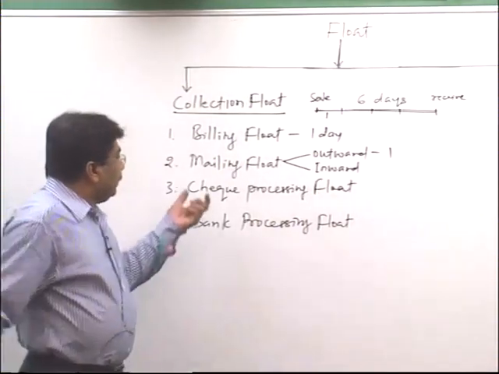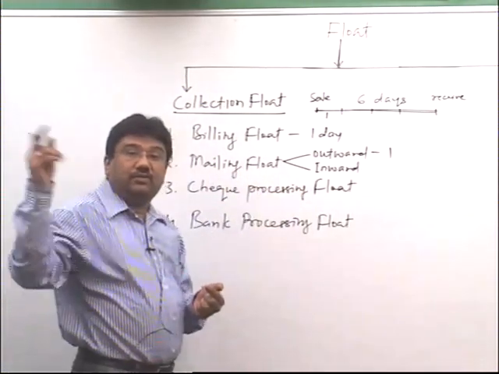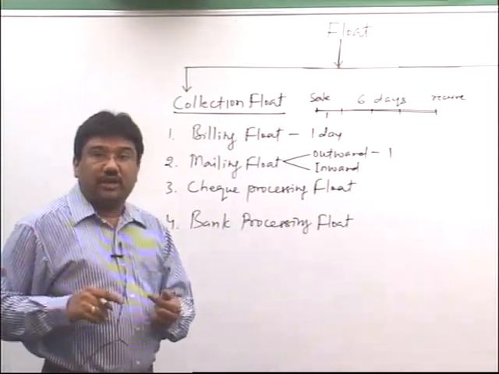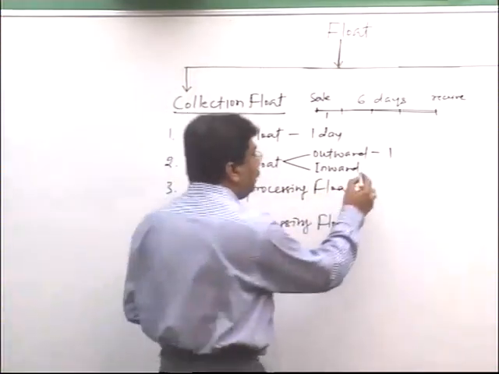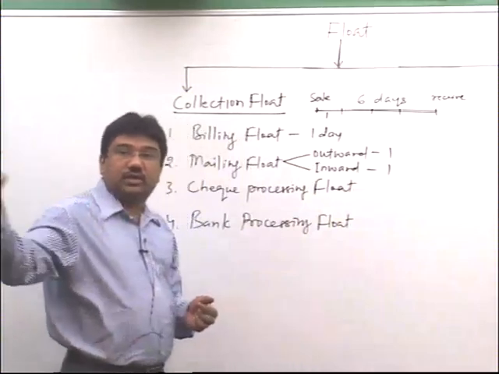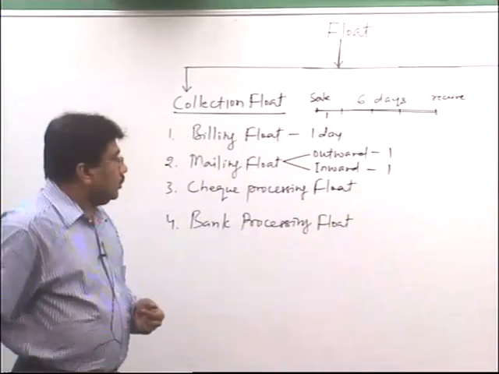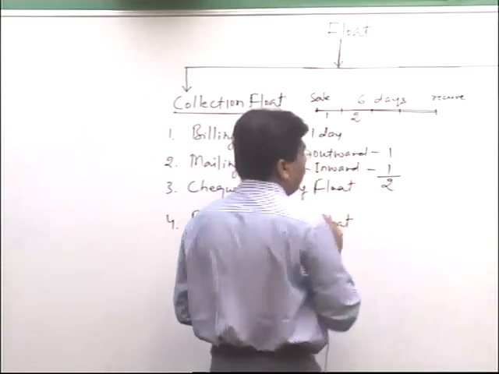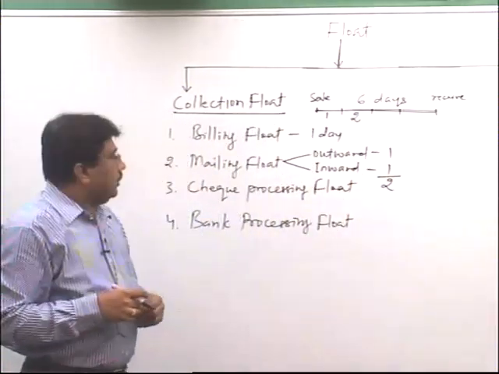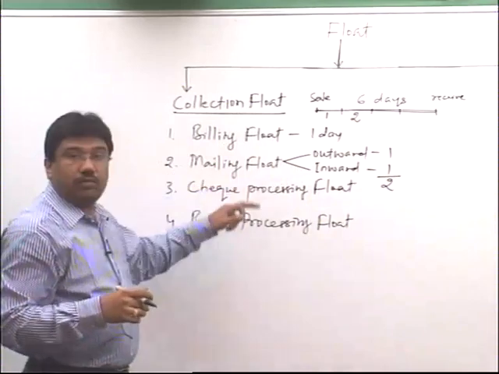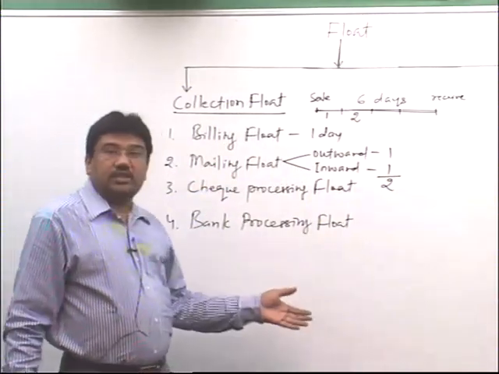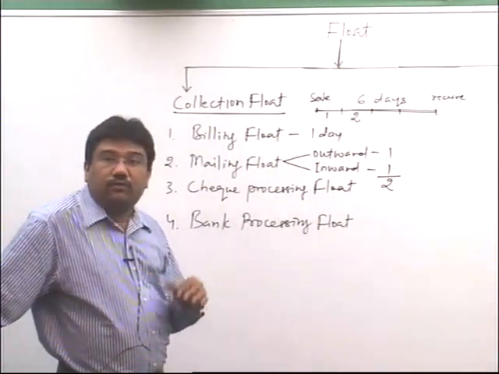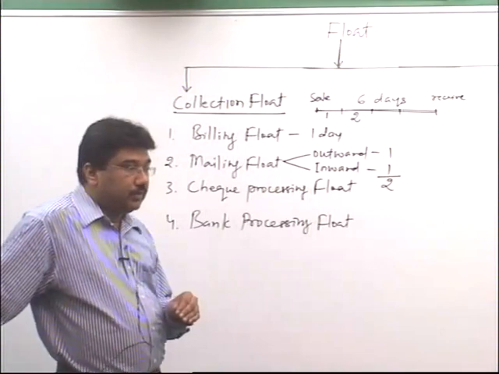Same way there is mailing inward float. After he receives the bill, it may happen that when he sends the check to the company, it may take again 1 day because he is stationed at some other place, correct? So total mailing float is of 2 days. Now it is not necessary that there will always be mailing float. If the customer is next to your door, then mailing outward float and mailing inward float both may be 0.